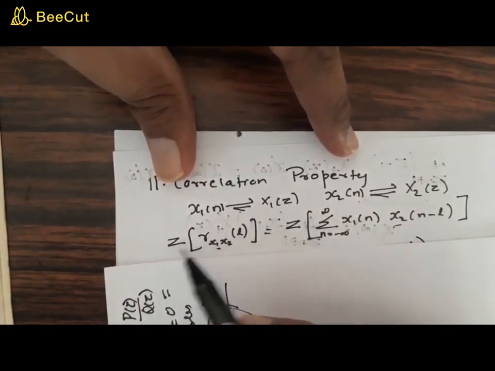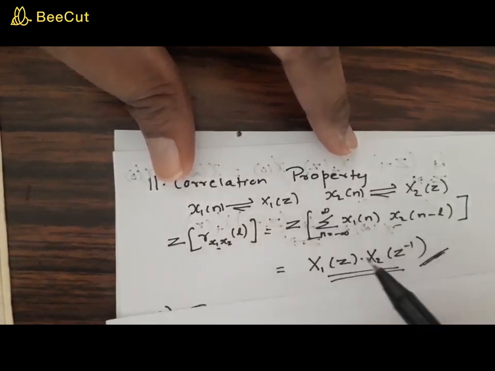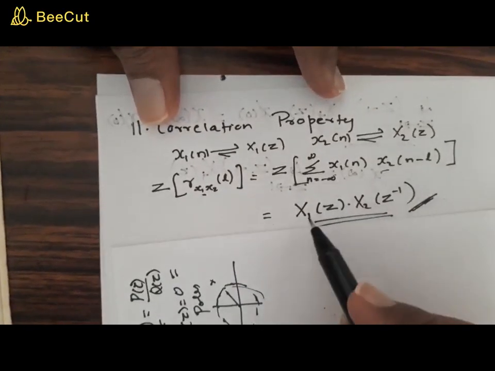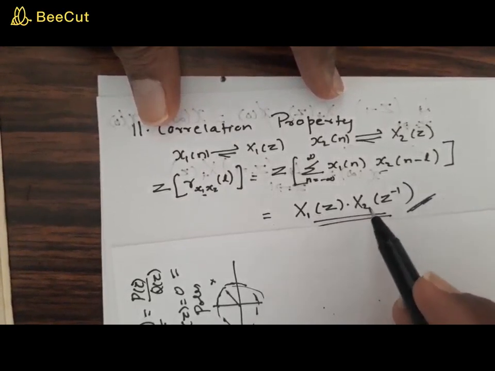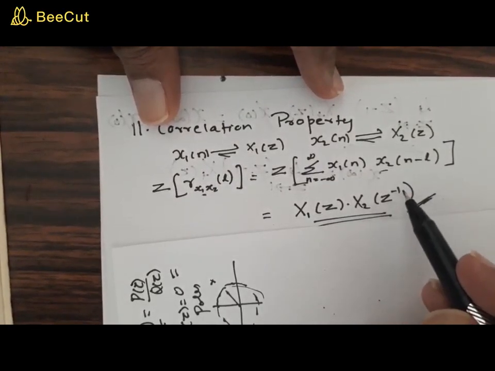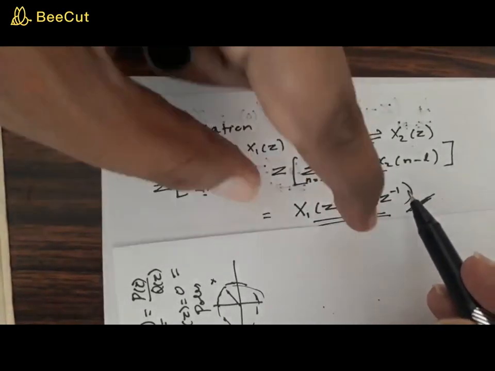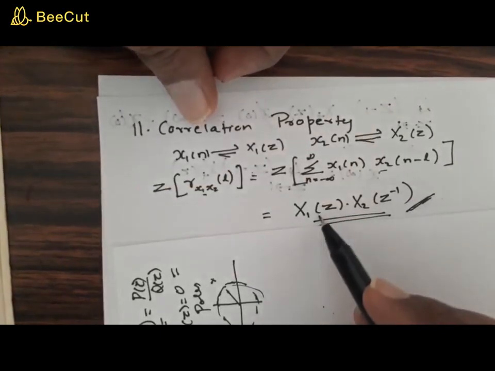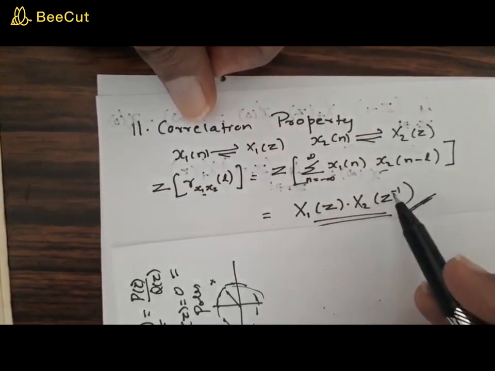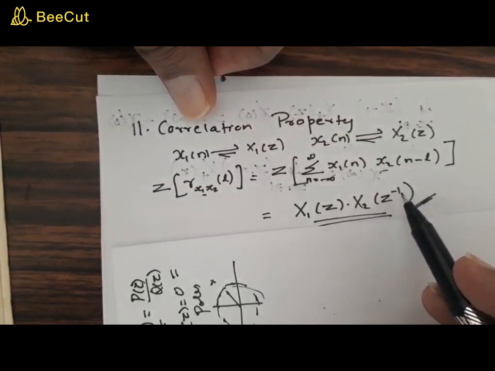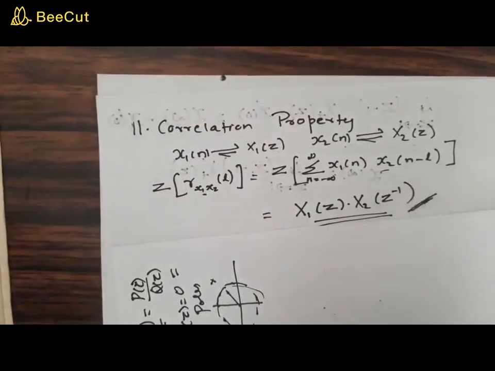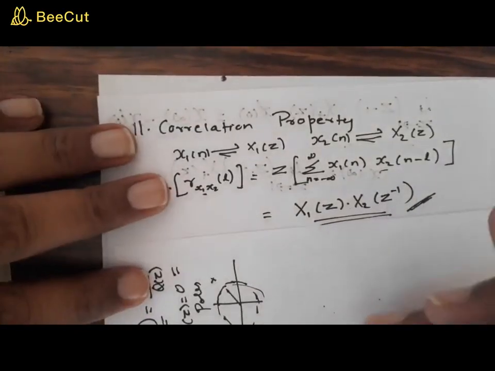Now you can find the z transform of cross correlation. What is the z transform of cross correlation? This is given by X1 of z into X2 of z raised to minus 1. Now you must note the difference between convolution and correlation. In convolution it will be X1 of z into X2 of z. Here you have a z raised to minus 1. So you may do the proof by yourself. Okay, I am not going to do that.